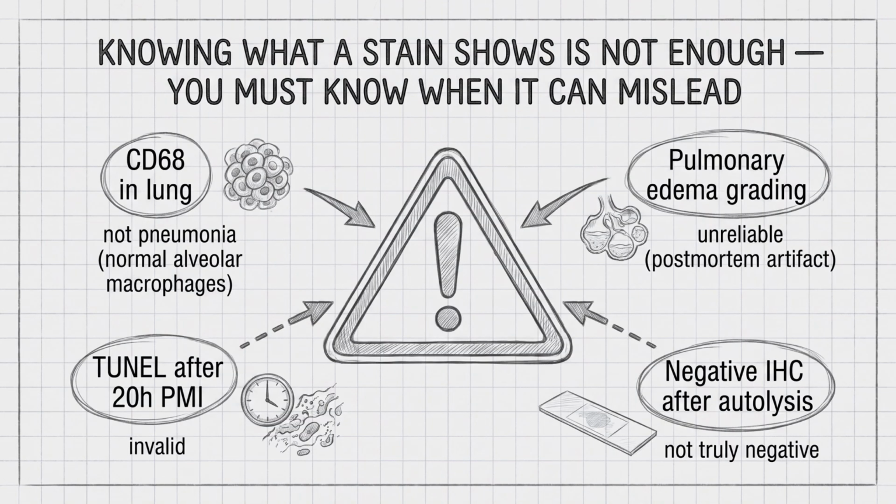Knowing what a stain shows is not enough. You must also know when it can mislead. This is a critical distinction in forensic histopathology. Artifacts, for instance, can mimic true pathology. Pigment from tattoo ink might be mistaken for hemosiderin, or postmortem changes could be misinterpreted as vital reactions.